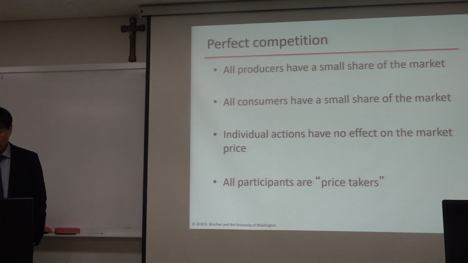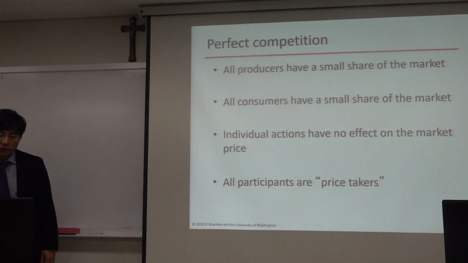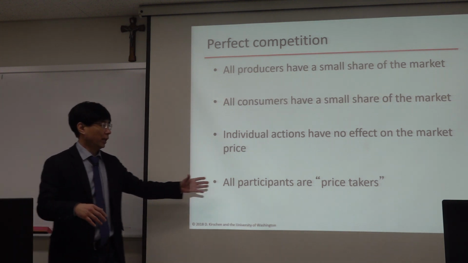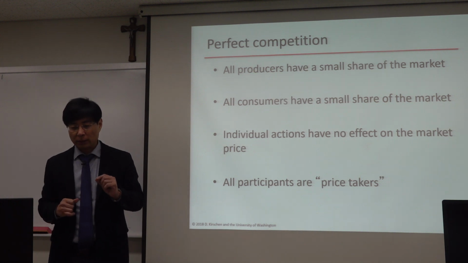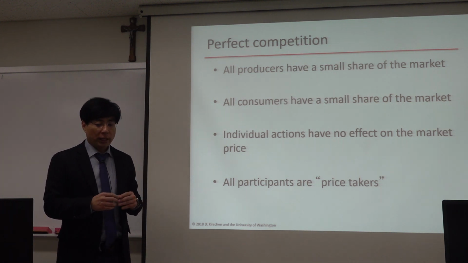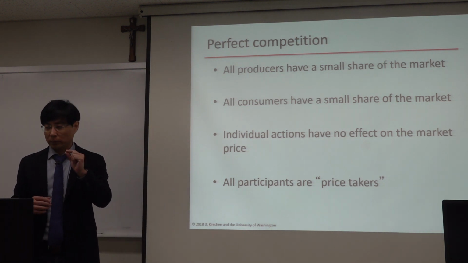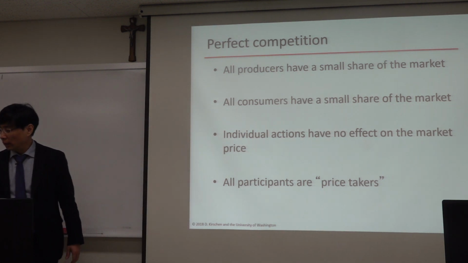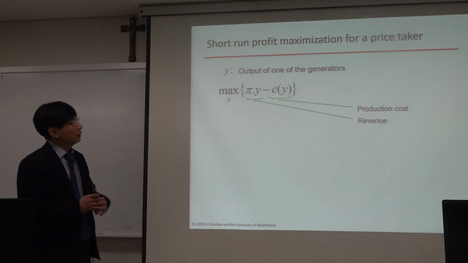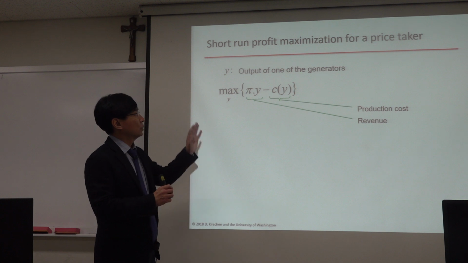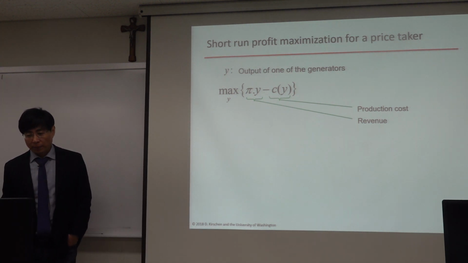The most ideal case, perfect competition, means all participants are price takers, which means they cannot affect the price. Or we can say the market share of each participant is negligible. That's the meaning of perfect competition, and this is the microeconomics perspective. So our aim is to maximize the short-run profit.